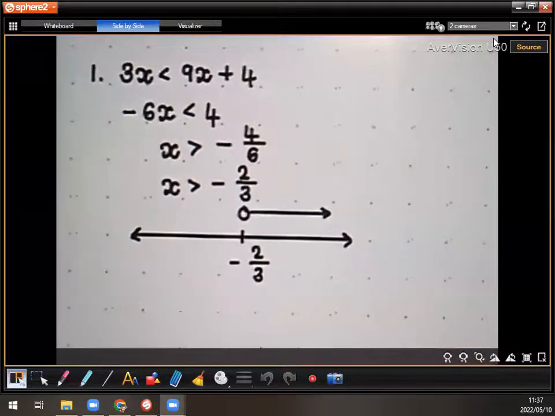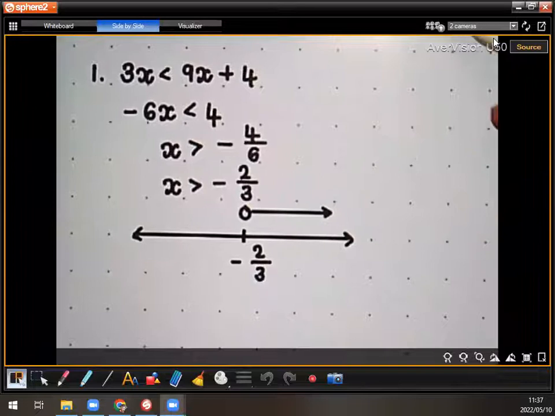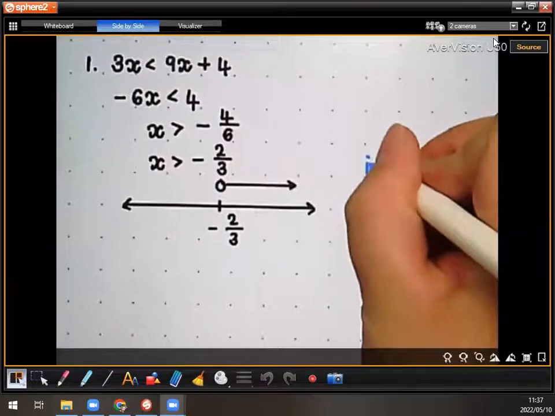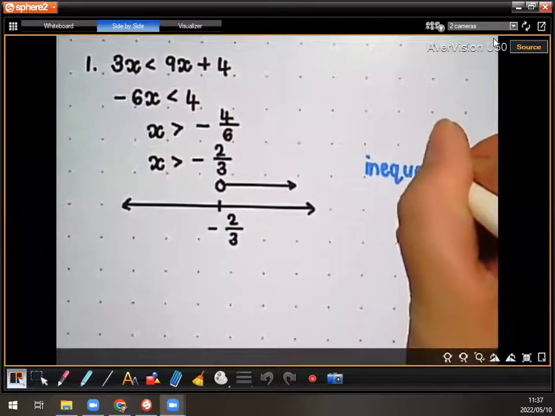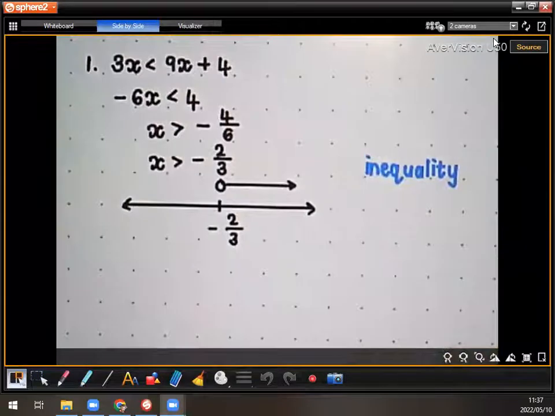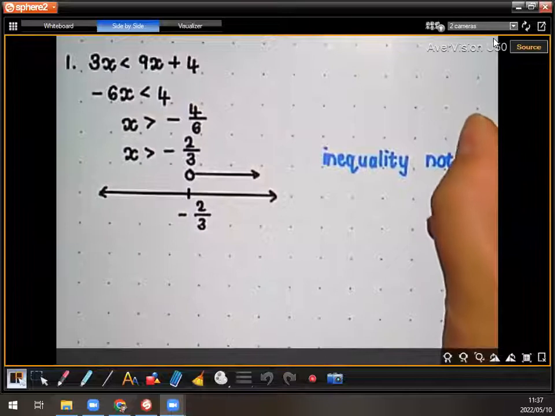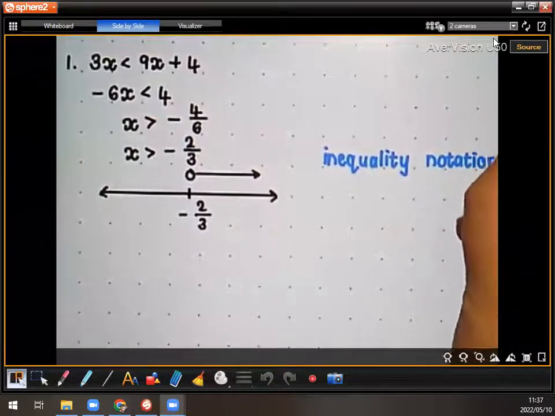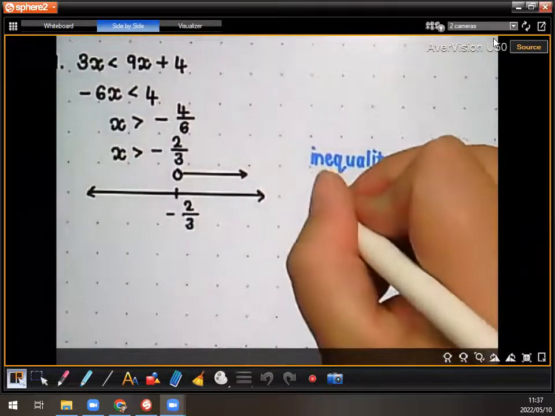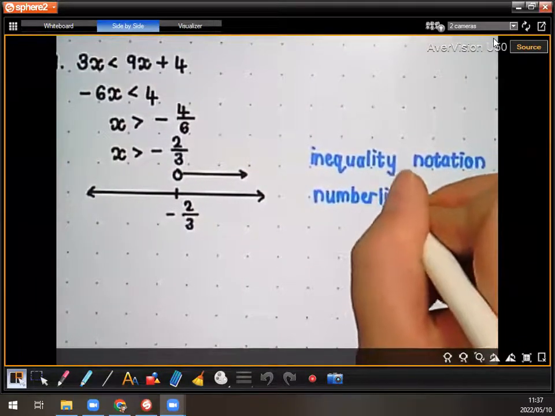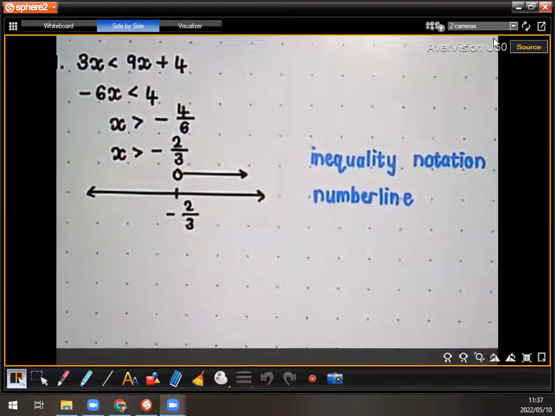Yes, that's all three formats. So this is inequality notation, right? I'm just going to remind you of the different notations that we have. Inequality notation. If they're asking for inequality notation, then you need to leave your answer in that group. This is a number line. And then what's the third format, guys?